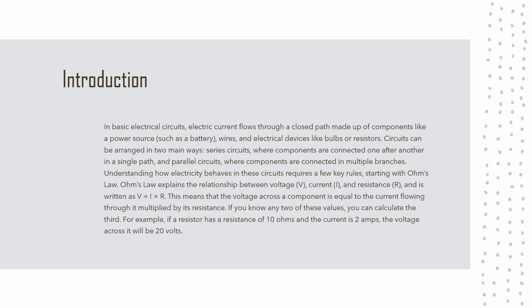Understanding how electricity behaves in these circuits requires a few key rules, starting with Ohm's law. Ohm's law explains the relationship between voltage, current, and resistance, and is written as such. This means that the voltage across the component is equal to the current flowing through it multiplied by its resistance.